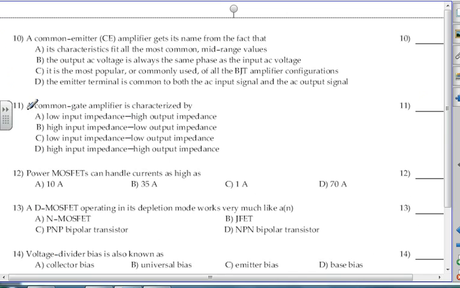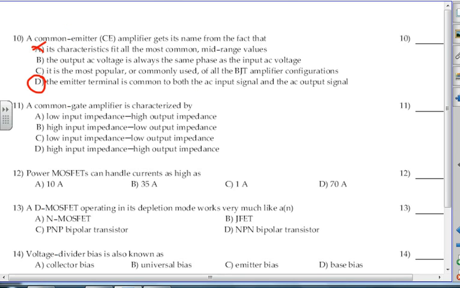The common emitter amplifier gets its name from the fact that its characteristics fit all the common. No, that's garbage. The output voltage is always the same phase. Well, that's true, but that's not how it gets its name. It is the most popular kind. No. The emitter circuit is common to both sides. Okay, so D.